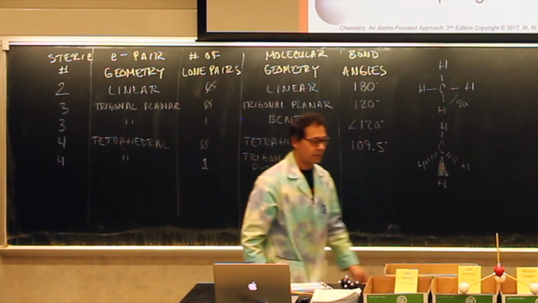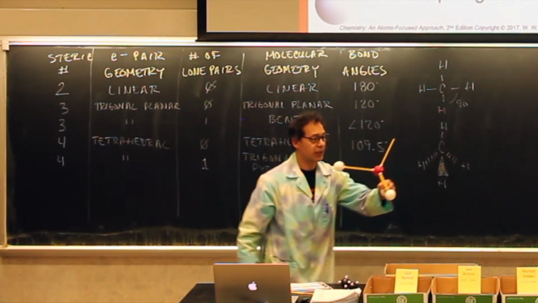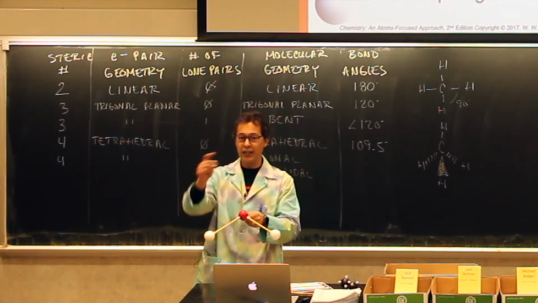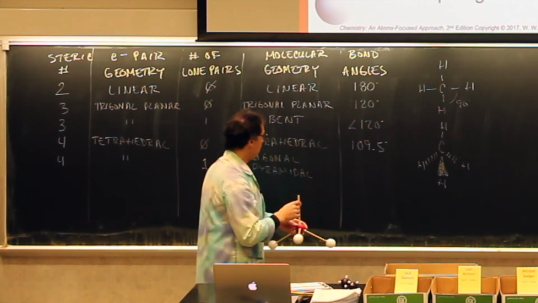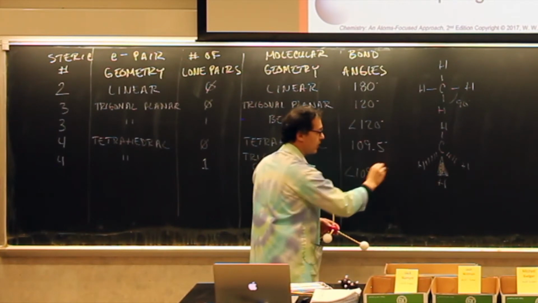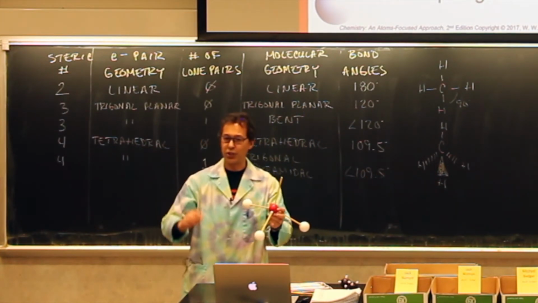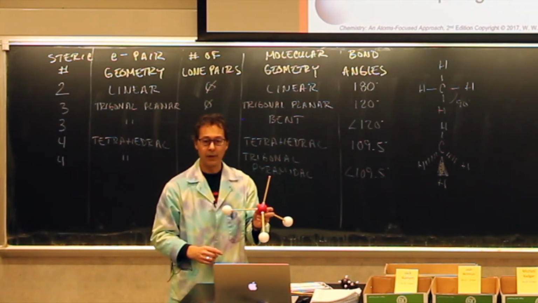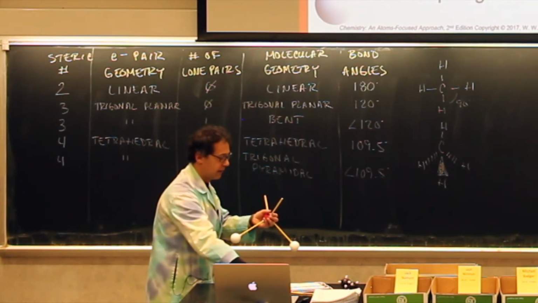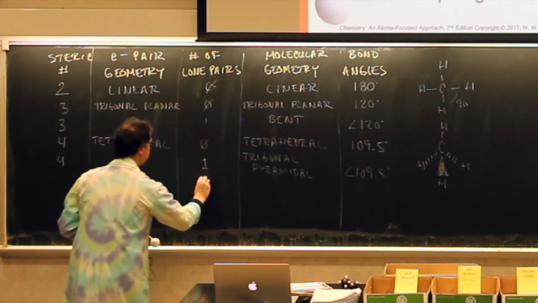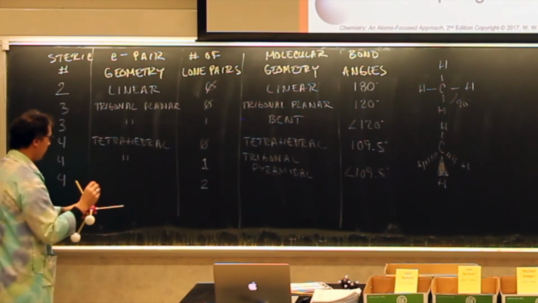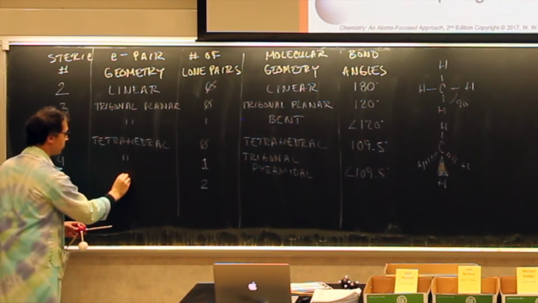Trigonal pyramidal. And our bond angles on this, we would expect it to be 109.5, but because we have the lone pair and it takes up a little more space, we're going to call this less than 109.5 degrees. We've just squished it down a little bit. Two lone pairs. Steric number is still 4. And our electron pair geometry is still tetrahedral.